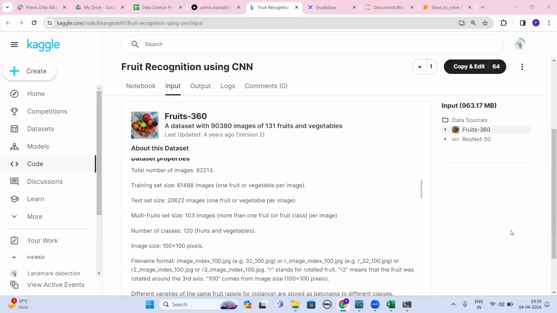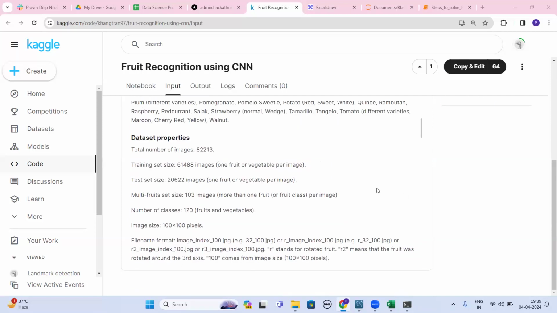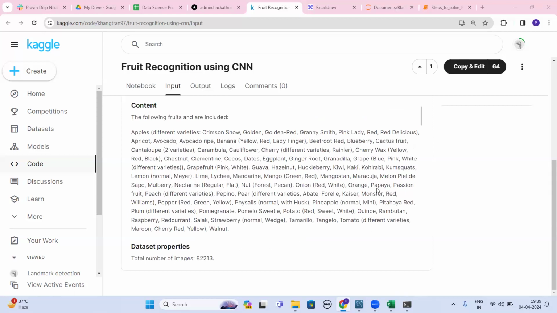Image size is 100 by 100 pixels. So these are the fruits. 120 fruits are there, so that level of algorithm is needed. 120 classes are there in the target variable. So this is something that you are expected to understand and move ahead with.